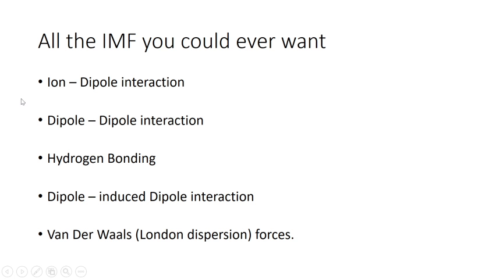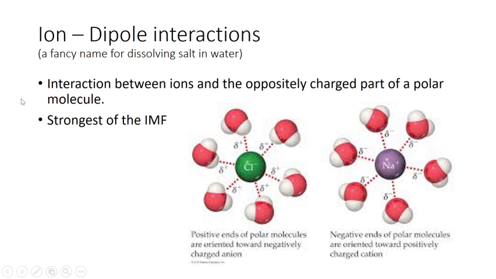So there are 5 types of intermolecular forces, or IMF, that we'll be discussing in this video. Here are the 5. I'll go through each of them on their own in this order. So the first one, ion-dipole interaction. Basically, it's just an interaction between ions and the oppositely charged part of a polar molecule.